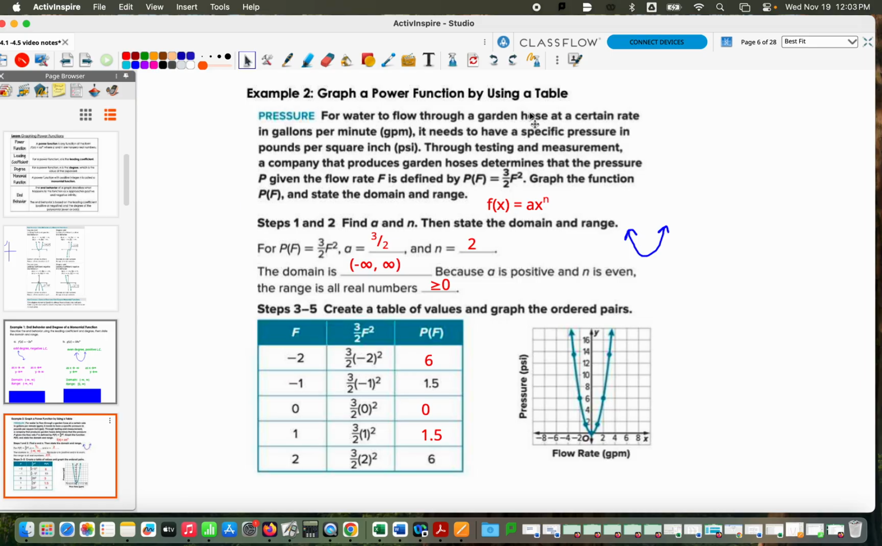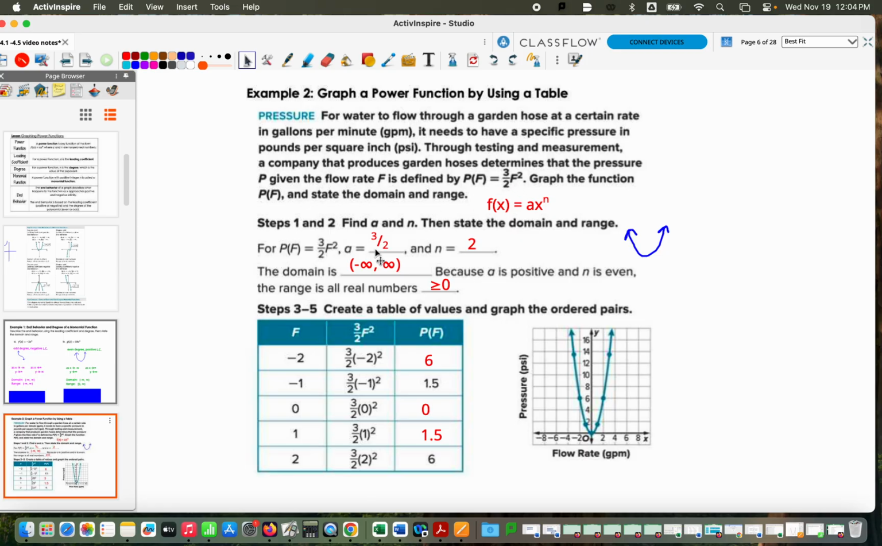All right, we could also look at some word problems here. We've got this power function they're talking about that has to do with the flow of a garden hose and all that stuff. So feel free to pause and read through it. Basically, we can see our function is defined by p of f equals 3 over 2 f squared. Graph this function and state the domain and range. Well, we can learn a lot just by looking at this.